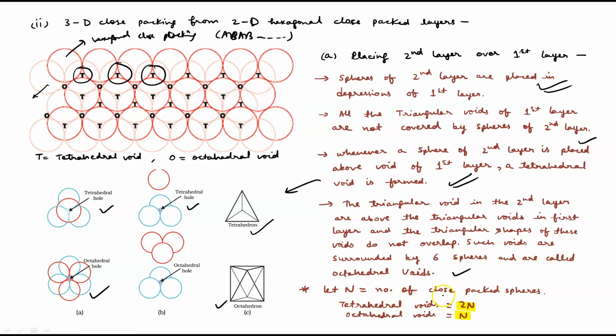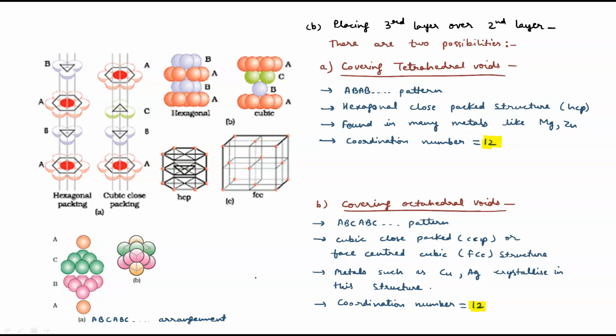Let n equal the number of close packed spheres. So we have tetrahedral voids twice, 2n, and octahedral voids n. From the diagram we can see this is the tetrahedron shape of a tetrahedral void, and this is the octahedron shape similar to the octahedral void. So by placing the second layer over the first layer, we got two voids, tetrahedral void and octahedral void. Now we can have the second method, placing the third layer over the second layer. We have two possibilities there.